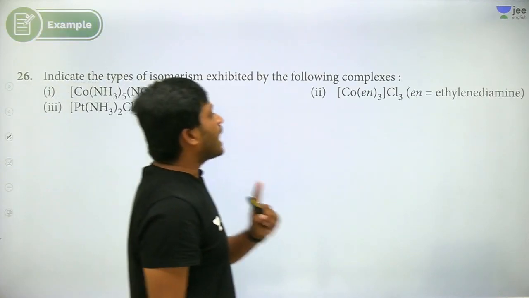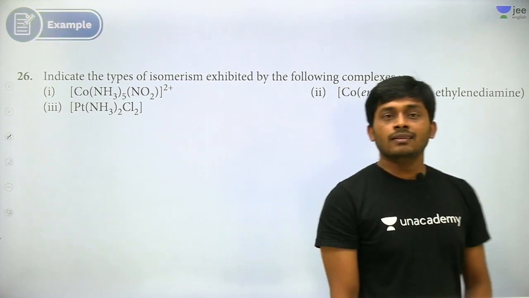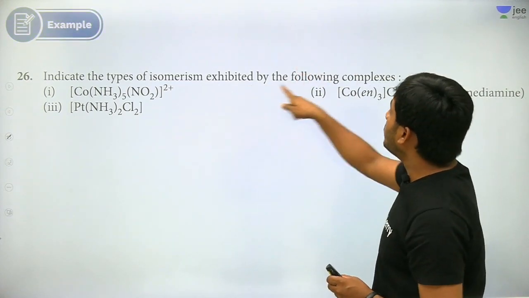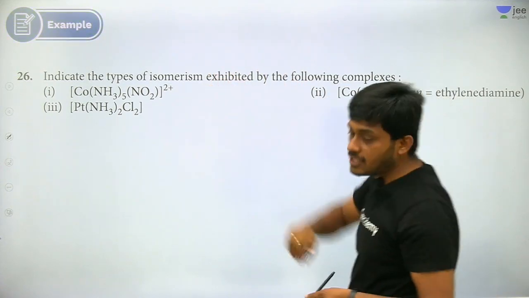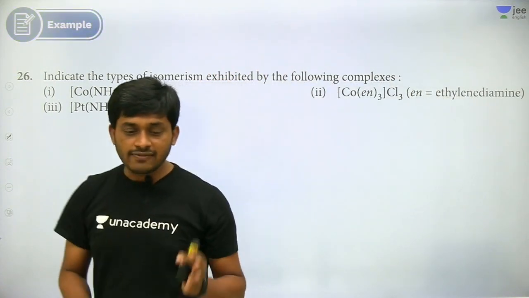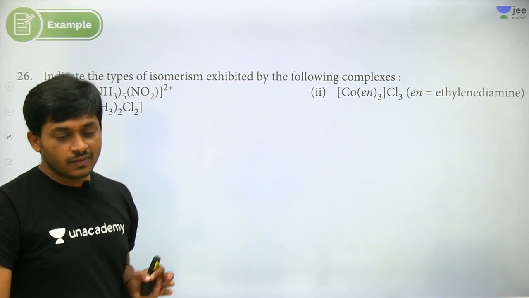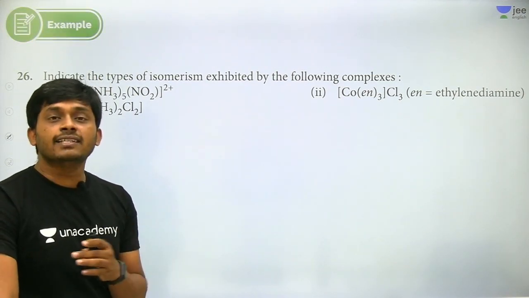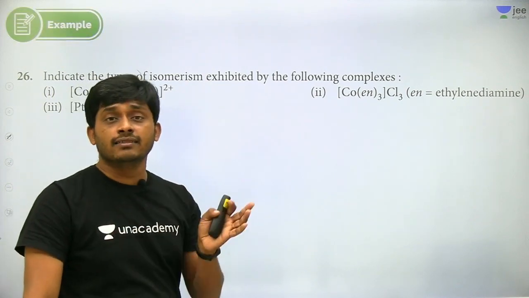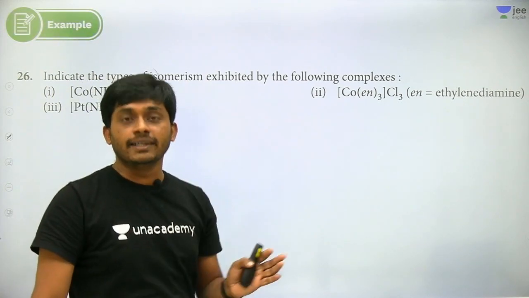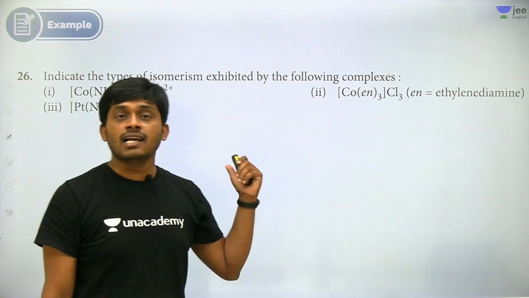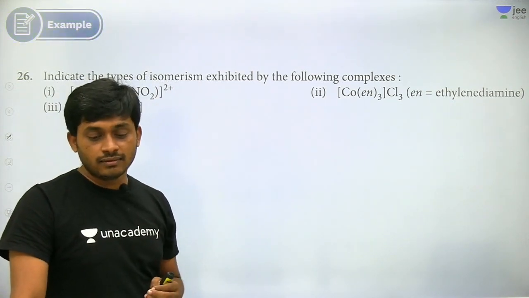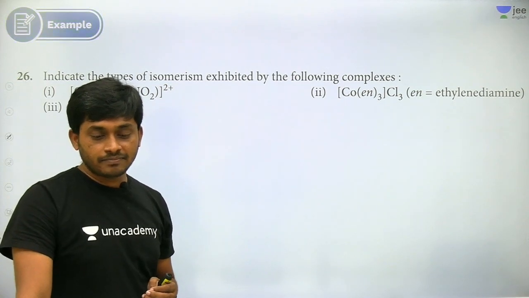Indicate the type of isomerism. So just quickly we can do this. What type of isomerism is possible in the first one? Come on guys, very easy question here. Jones reagent and all are for oxidation, alcohol to aldehyde. But the question is different: ketone to alcohol.